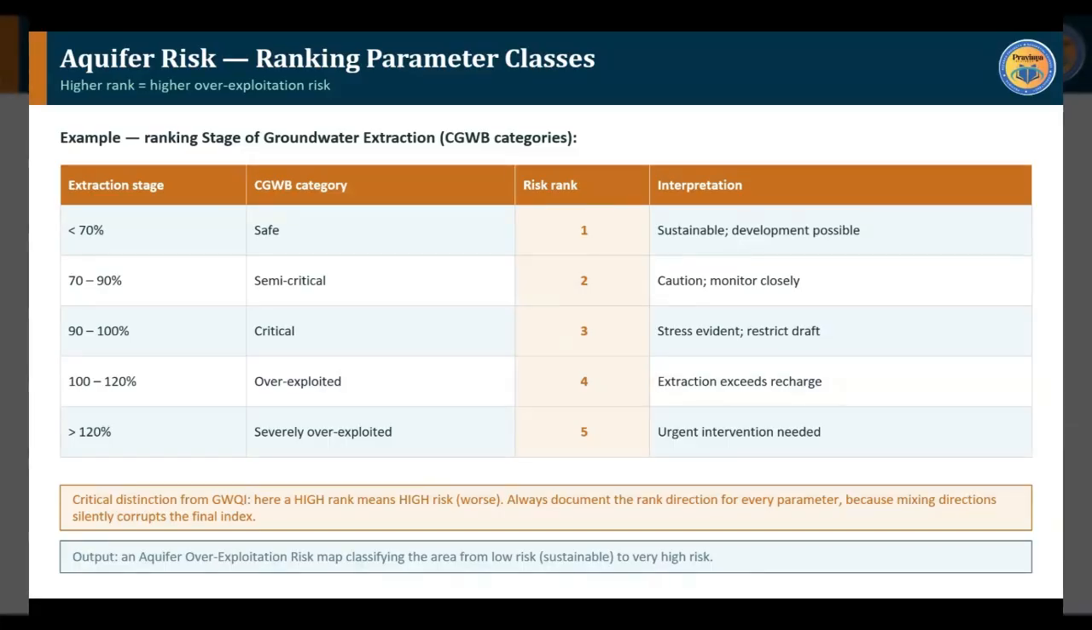Just consider that we are ranking the stages of groundwater extraction here. So if it is below 70%, then it is safe. 70 to 90 is semi critical, 90 to 100 is critical, and above 100% is overexploited. So you are withdrawing more than nature is replacing every single year. That is exactly what it means.